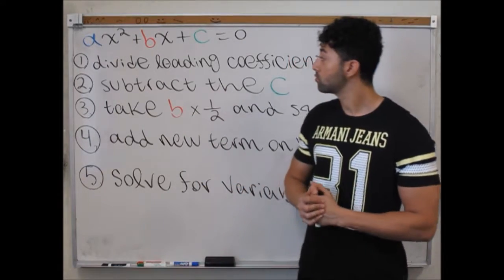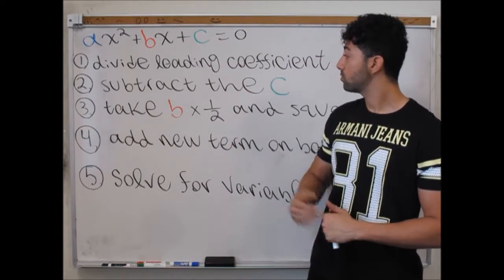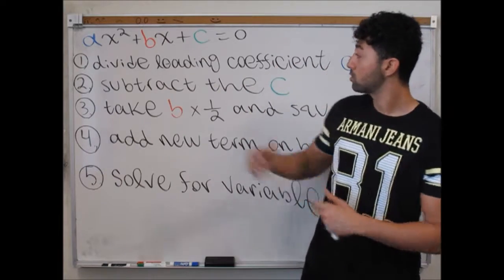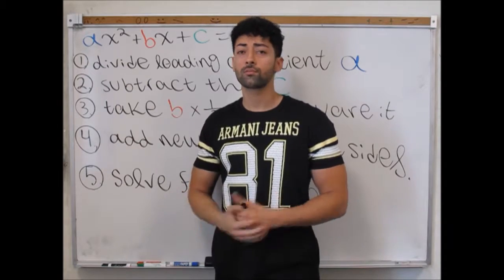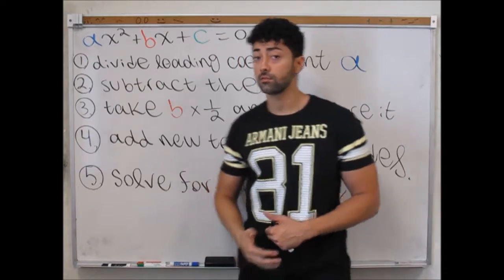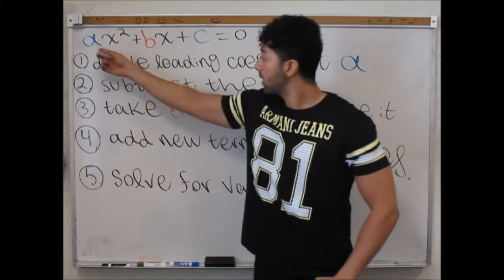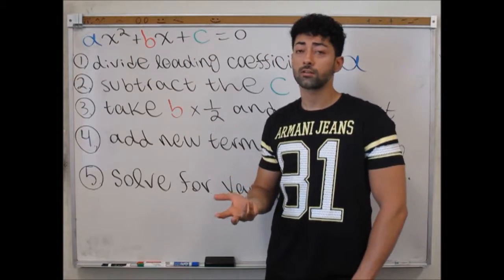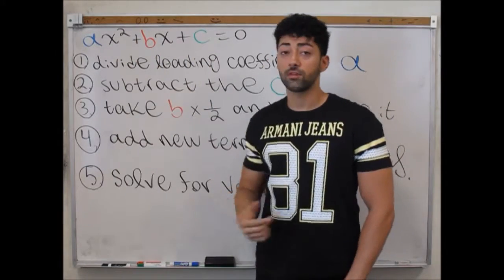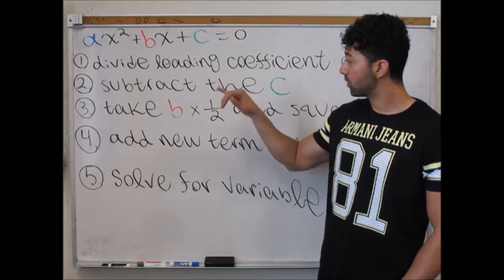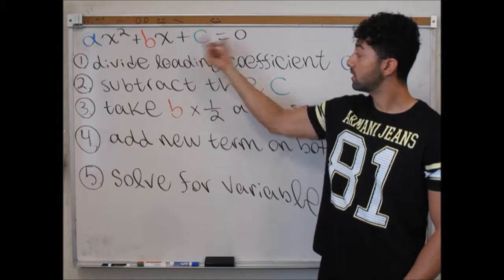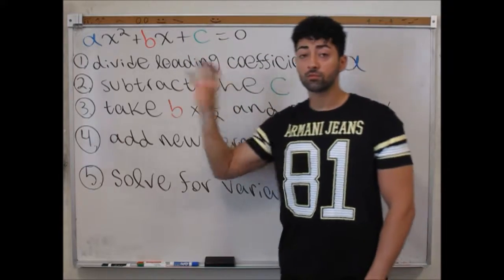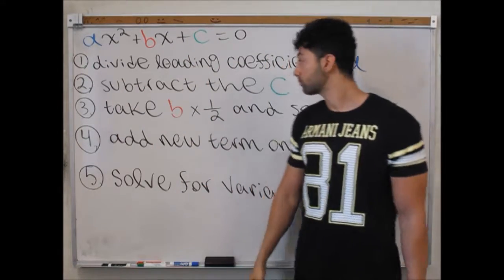the square. The first step is to divide by the leading coefficient a. If your leading term has a coefficient, a number in front, we're going to divide that out. I do want to point out that a, b, and c are all numbers, constants, and the x's are the variables. Moving on to the second step, we subtract the constant c over. We want all the variables on one side and all the numbers on the other.